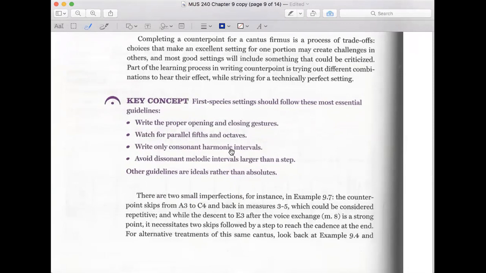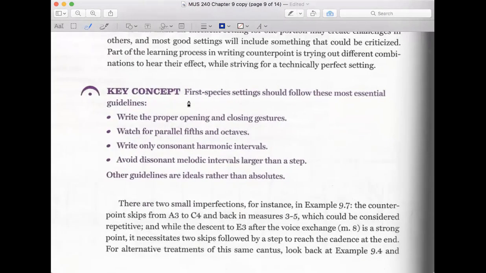Okay. All right, so key concepts for species. All right, this is how to approach composing your own. All right, so let's say you're given a cantus firmus and I say, write a counterpoint. First thing you should do, you want to make sure you're opening correctly and cadencing correctly, your closing gesture. All right, how do you start in general? Well, you need perfect intervals, perfect consonances, and if your counterpoint is below the cantus firmus, as we just said, you cannot start with a perfect fifth.